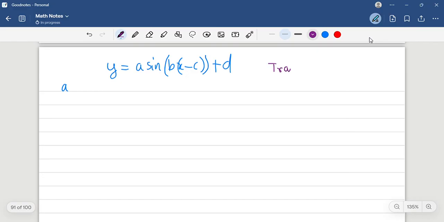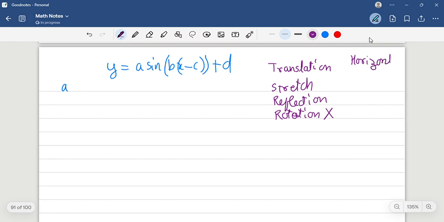This will be translation. After translation, we'll come across a stretch, which is also called enlargement or dilation, same thing. Then the reflection. And the last one we'll be talking of would be rotation. But please note, rotation is not a part of the DP syllabus, so we won't discuss this. We just discuss the first three. All right, so in translation, we could have either a horizontal one or a vertical one.